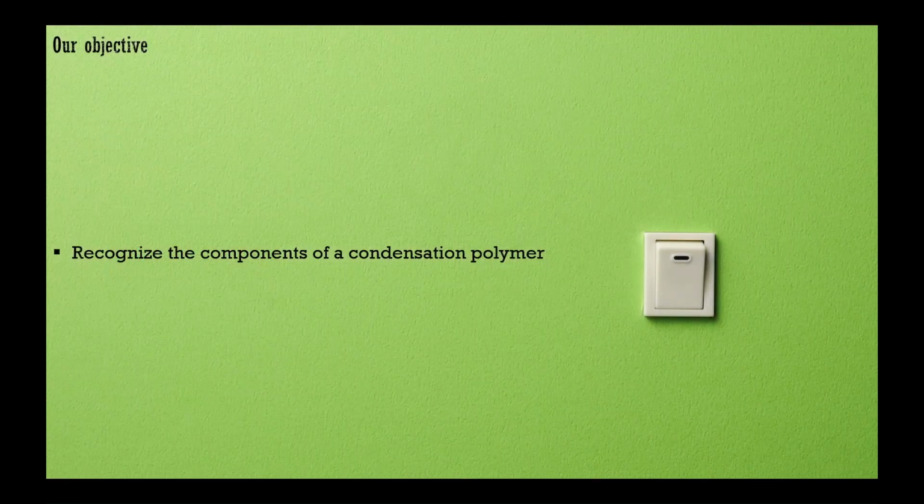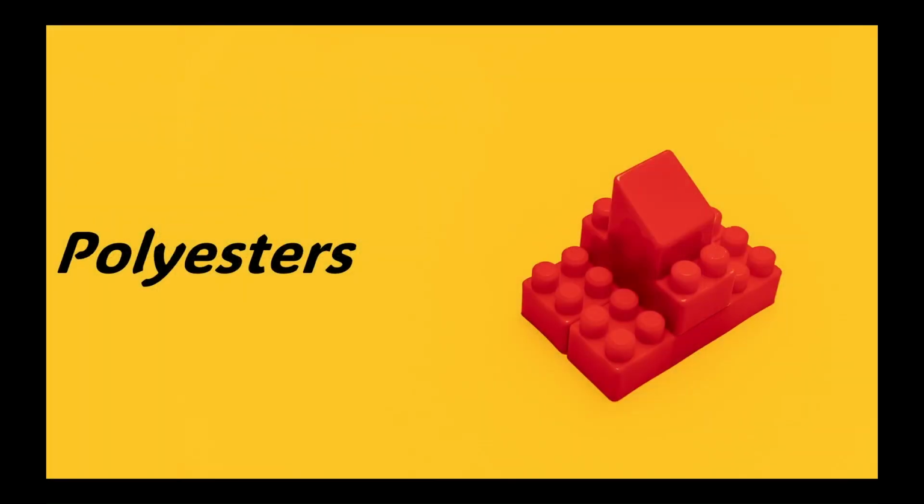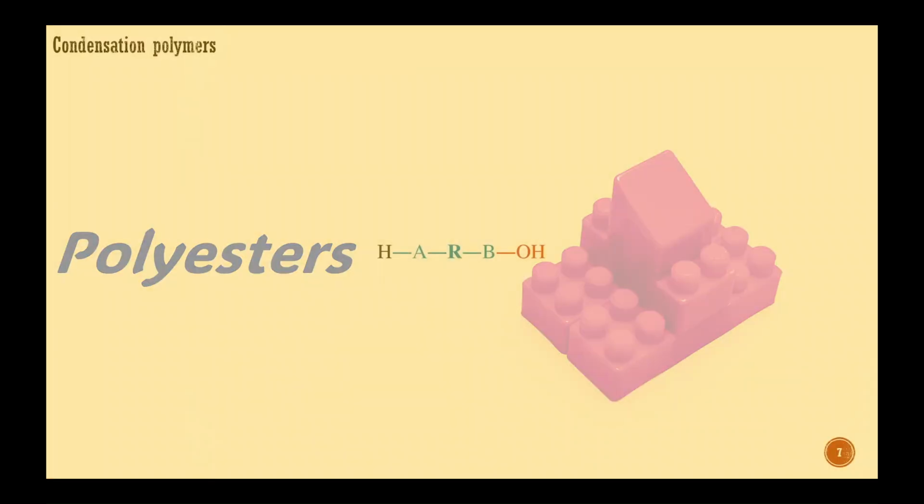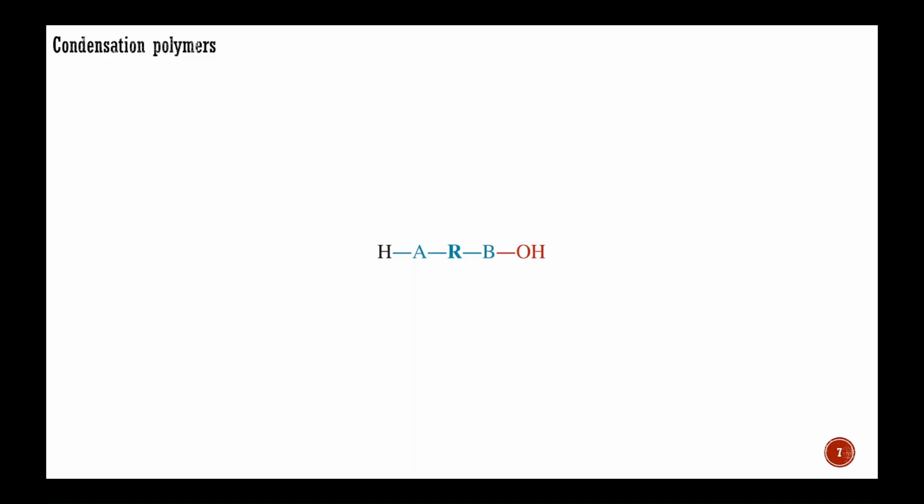In this lecture, we will primarily focus on two types of condensation polymers, polyesters and polyamides. Our goal is to recognize the components of a condensation polymer simply by examining its structure. The monomers of condensation polymers must have two functional groups.